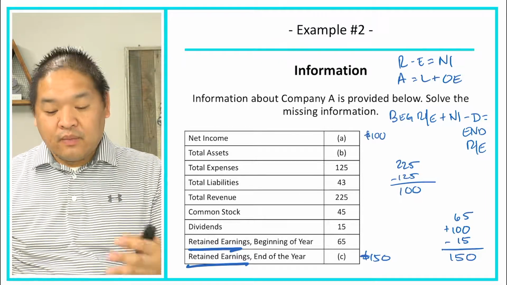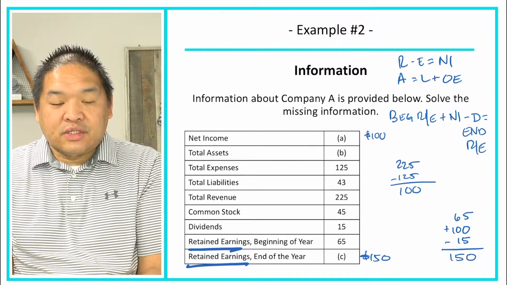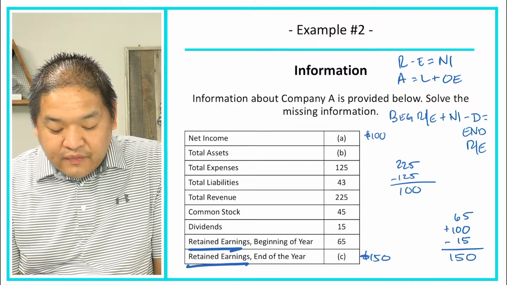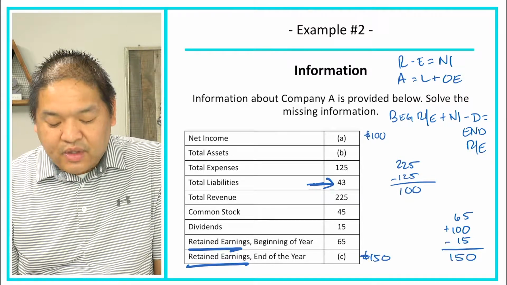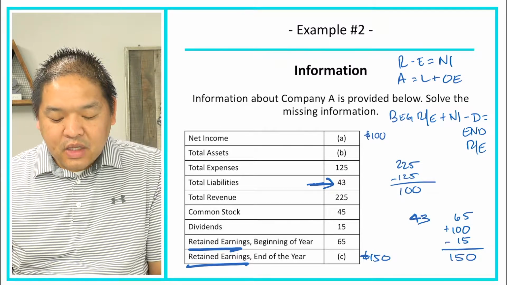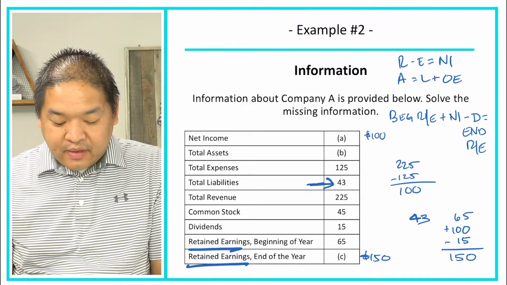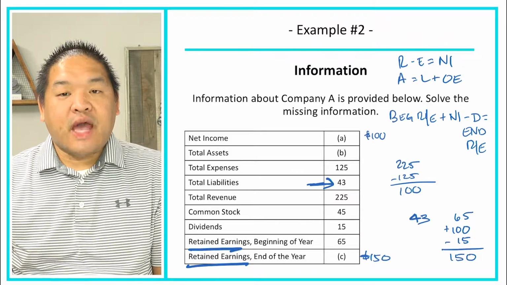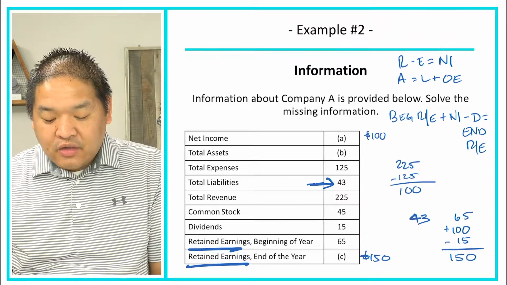So let's look for liabilities and owner's capital or owner's equity. So liabilities here, we've got a liability here, $43. So we'll start with $43. And then do we have any other liabilities? Well, no, because that's a total. So we'll skip over to owner's equity or owner's capital.